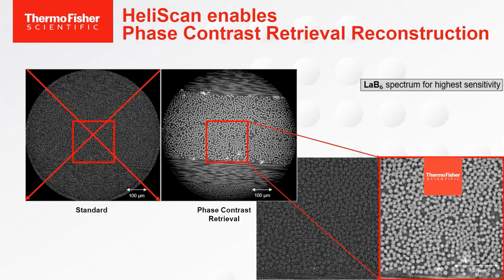Great. Another thing that the HeliScan can do is leverage that Lab6 filament to get very highly sensitive data sets from which you can extract phase contrast information. So you can see on the left a standard reconstruction, and on the right, what we get if we utilize our phase contrast retrieval in our reconstructor.